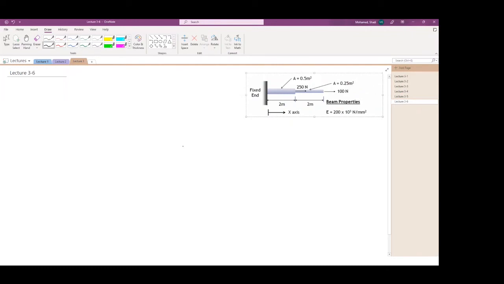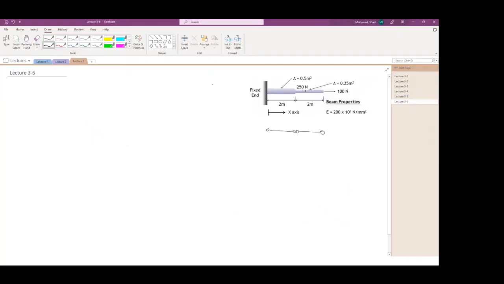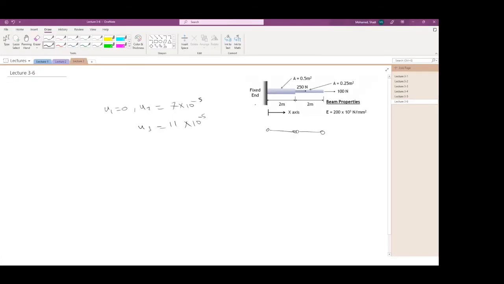So to solve this problem, we can use 2 elements. So this is element number 1, and this is element number 2. I'm just drawing the nodes not quite on top of each other, but you know that they should actually be on top of each other. Taking them from here, 7 and 11. So U1 is equal to 0, U2 is 7 times 10 to the minus 5, and U3 is 11 times 10 to the minus 5. I'm just using 11, not 1.1. So it should be 10 to the power minus 6 here. So just to make it 10 to the power minus 6.